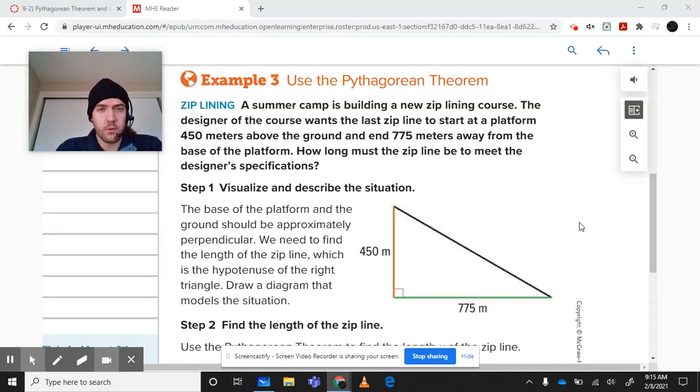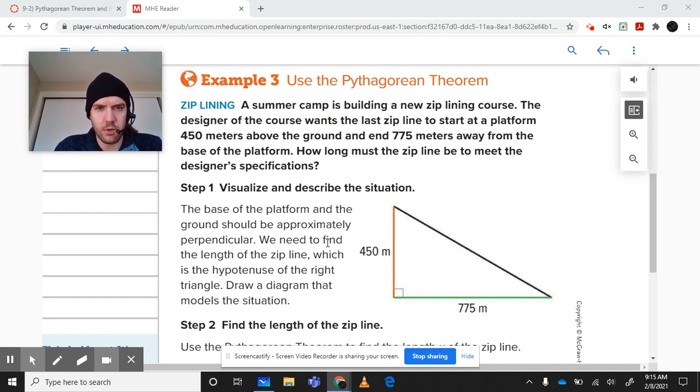Okay, we're going to go through example number 3 here, which is on using the Pythagorean theorem. It's basically the same as we've already seen, just with slightly larger numbers. So the scenario here is that a summer camp is building a new zip lining course. The designer of the course wants the last zip line to start at a platform 450 meters above the ground and end 775 meters away from the base of the platform. How long must the zip line be to meet the designer's specifications?